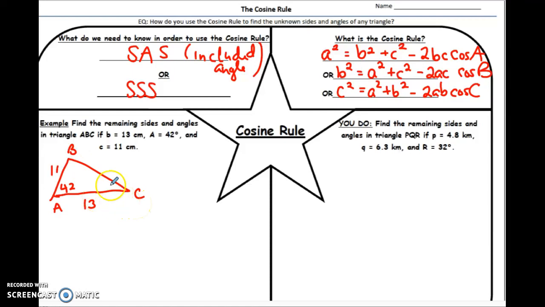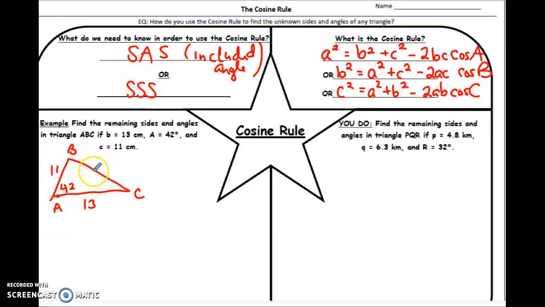Also, if you tried law of sines, you would notice you could say sine of 42 over a would be sine of B over 13. There's no way to get an equation that doesn't have two unknowns. So if you aren't sure, there's only going to be one option that works.